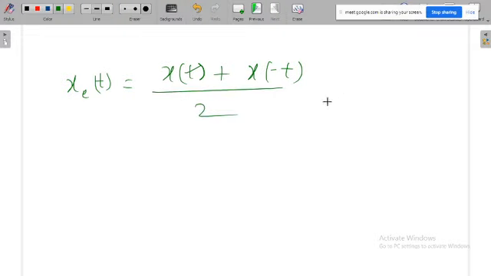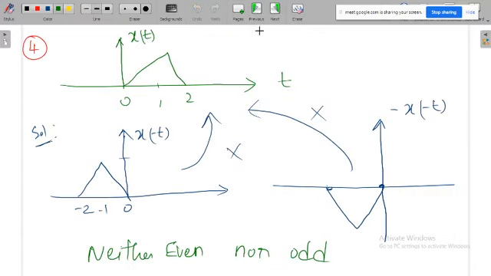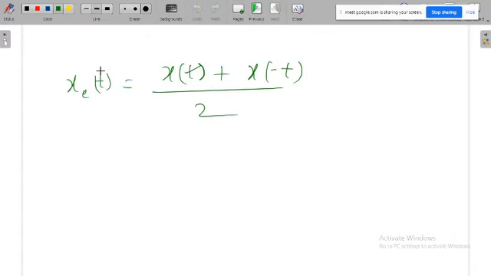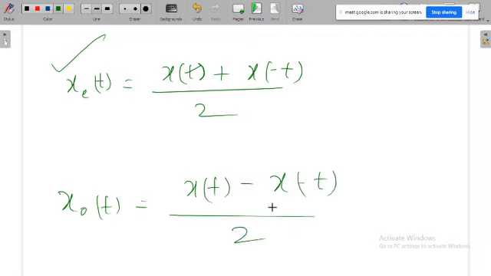Definitely you will get one new signal, which is a function of this signal. That signal will definitely be even. In the next class you try to find it out. Similarly, for the same signal x of t, you again calculate x of t and x of minus t, but here minus. Then divide by 2, and you will get a new signal, but that new signal will be an odd signal. So this is the even part of the unknown signal; this x of t is neither even nor odd, but it consists of an even part. Similarly, it consists of an odd part.